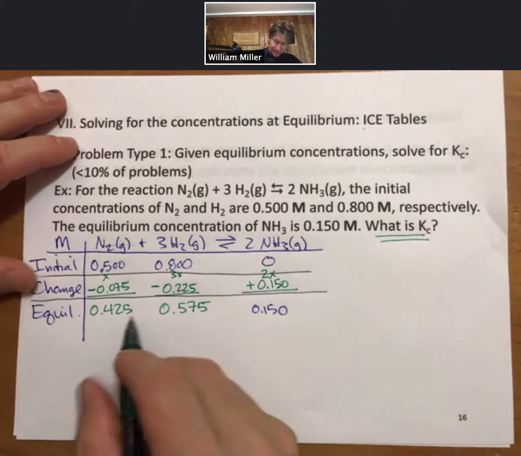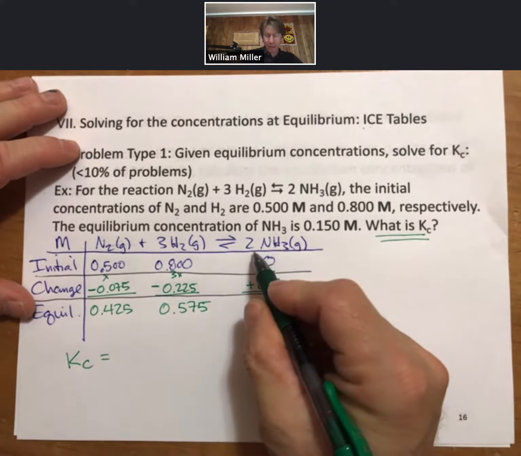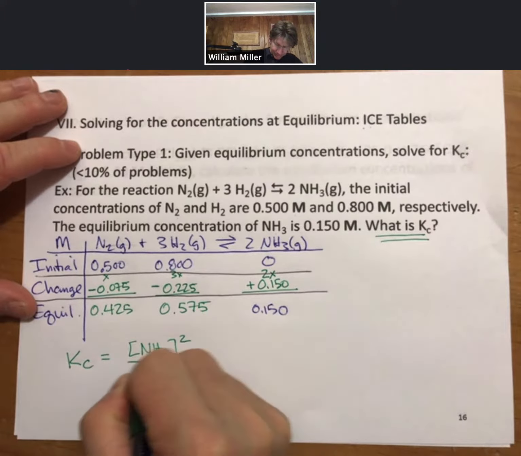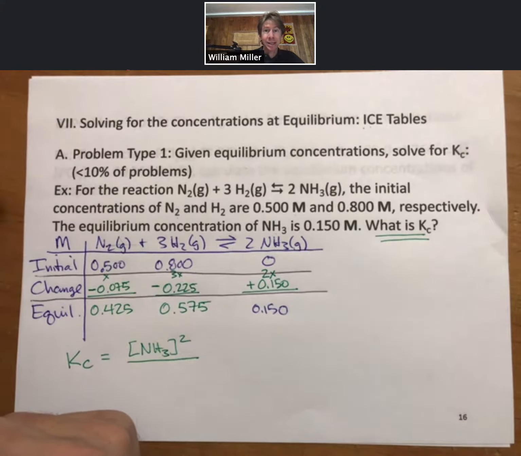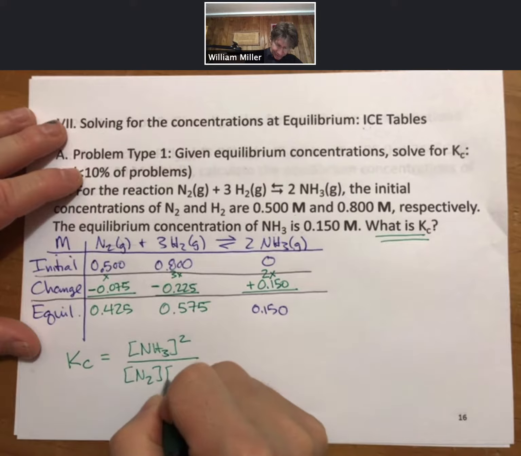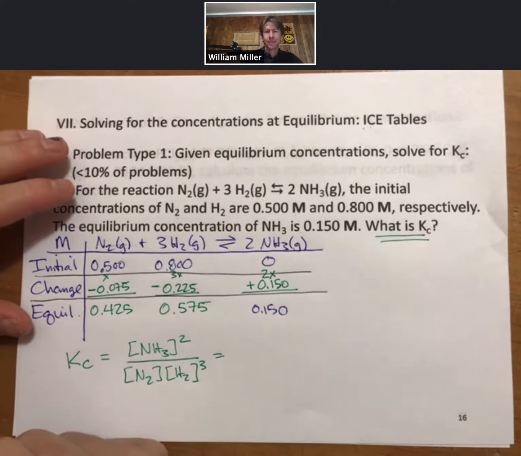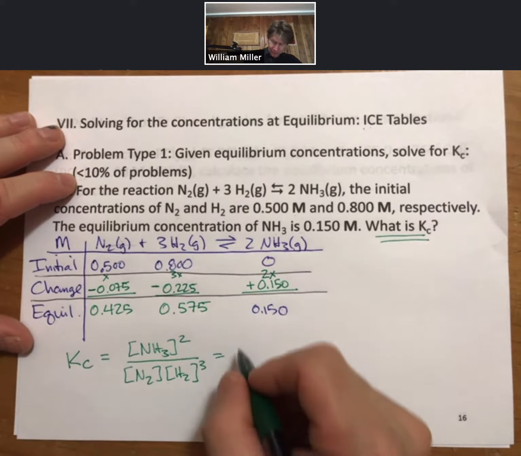So Kc is products raised to coefficients over reactants raised to coefficients. I don't see any solids and liquids in here, but I do see some large exponents, cubed there. So we have our equilibrium values. We can plug them right in.